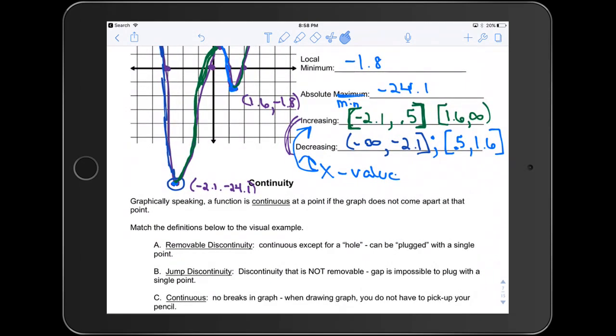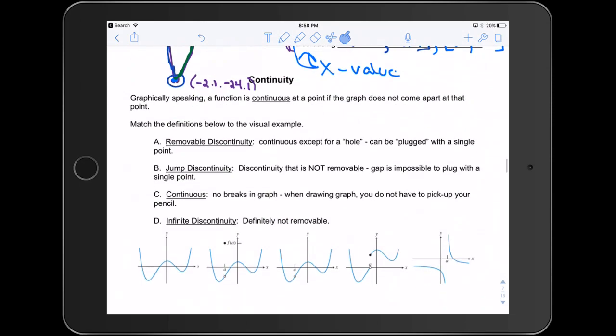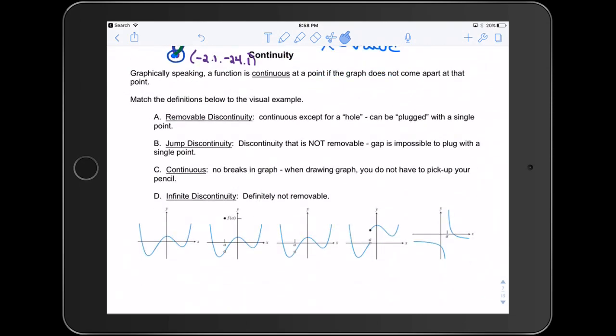Okay, so one last idea in this note guide, and like I said, I know this is a little bit of a beast. So it's talking about continuity. Continuity is, and let me just read this right from the note guide. It says, graphically speaking, a function is continuous at a point if the graph does not come apart at that point. When you're taught this in, I think it's Algebra 1, is the first time you hear this, they say if you can draw a graph without picking up your pencil, it is continuous. That's another way you can define continuous.